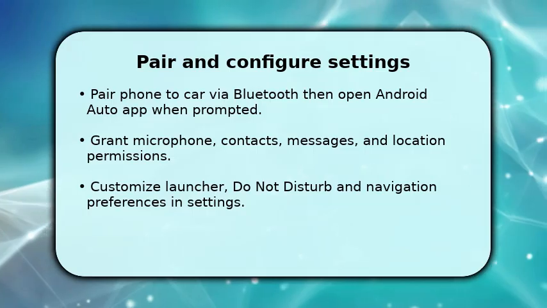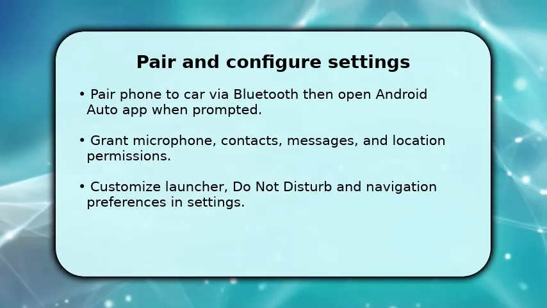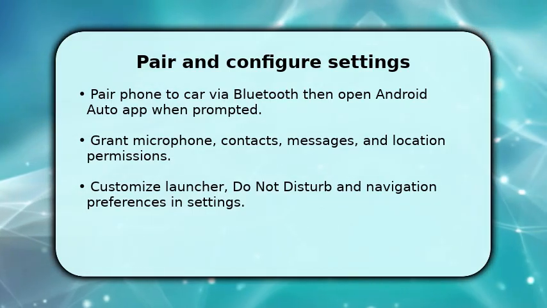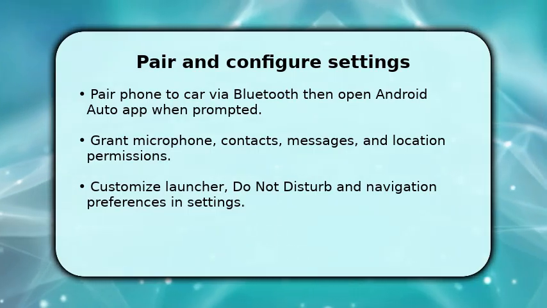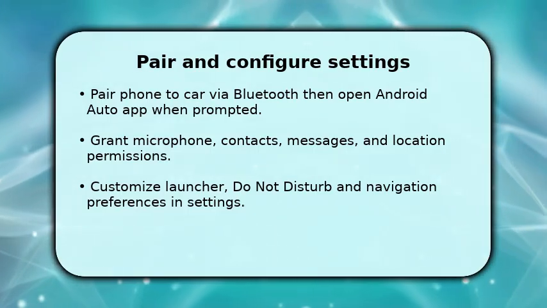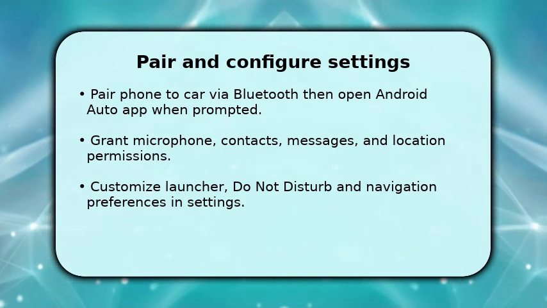Next, configure Android Auto settings. Choose your default navigation app, set Do Not Disturb while driving rules, and arrange frequently used apps on the launcher. These choices reduce distractions and make the interface predictable while you drive.